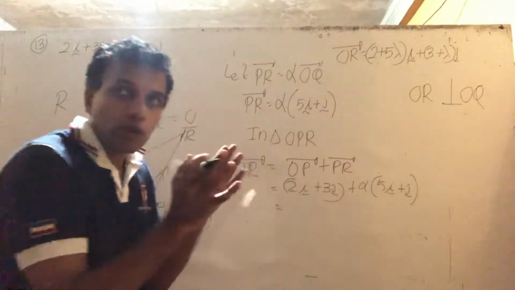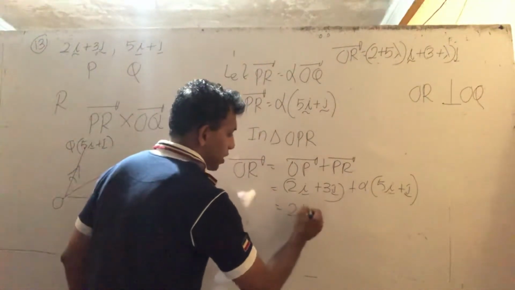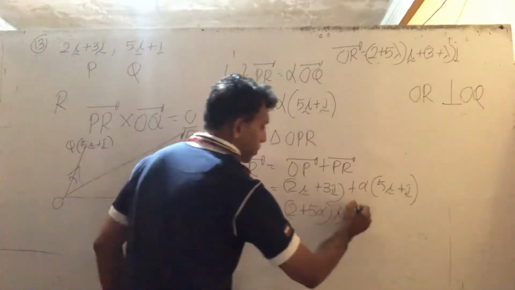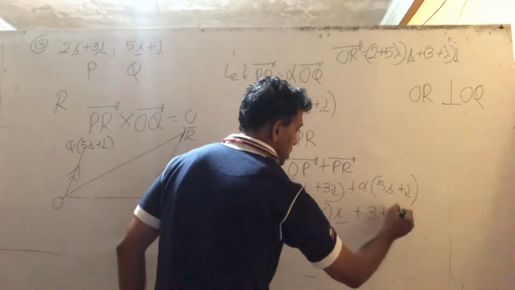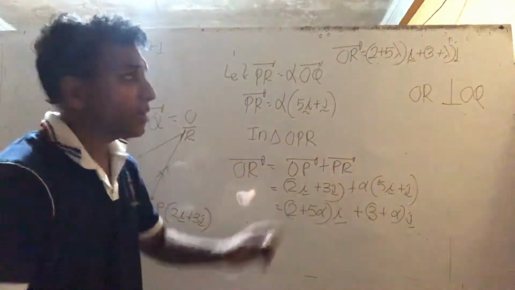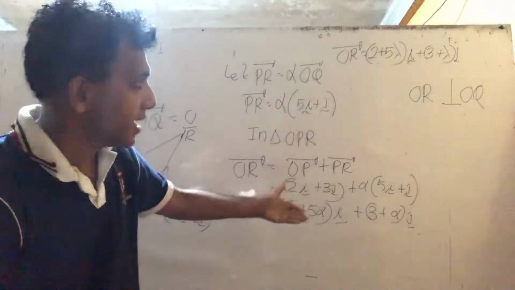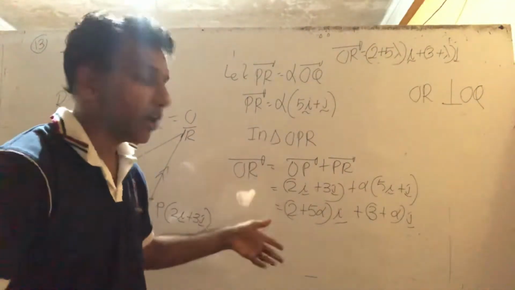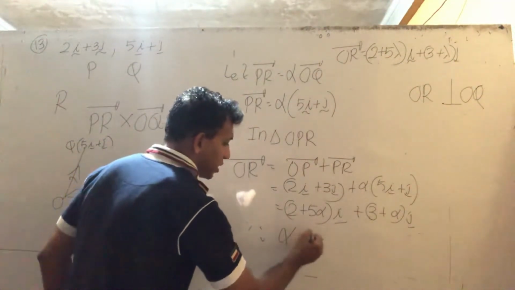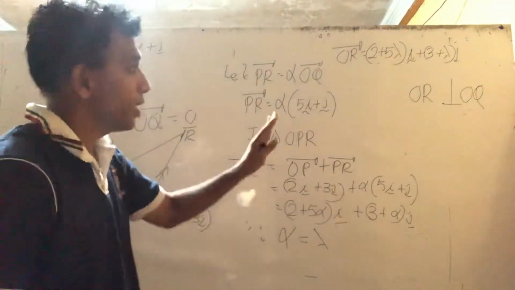Now simplify the i components separately and j separately. So (2 plus 5 alpha) into i plus (3 plus alpha) into j. They also said something about OR. Compare this and see what happened. Yes, therefore alpha is lambda. Alpha is lambda, right? I mention alpha, that is their constant lambda. So therefore you can write the answer: OR is this.